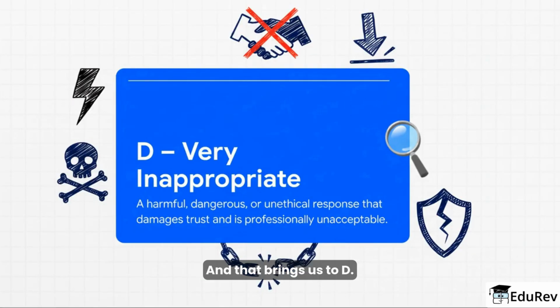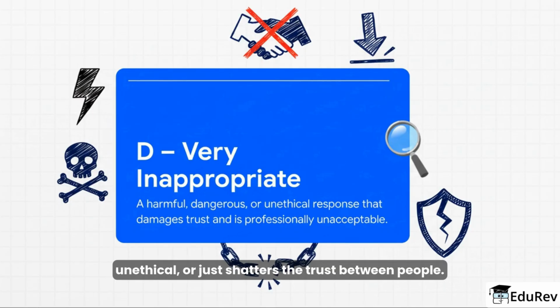And that brings us to D. You can think of it as D for dangerous. A very inappropriate answer is any action that's harmful, unethical, or just shatters the trust between people. These are the absolute do not do this options. They have to be avoided at all costs.